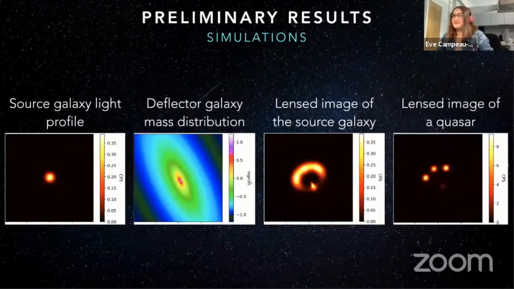So now I will talk about what I've been doing until now. These are examples of simulations. On the left, we have the light profile of a galaxy. Then the second image is the mass distribution of the lens galaxy. And here we have the image that we would see from the Earth if this galaxy was in front of this one. And the last image is kind of the same thing, but instead of a galaxy, it would be a quasar being lensed.